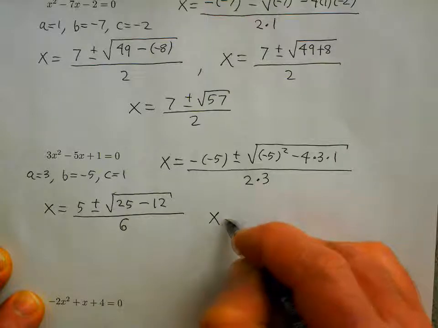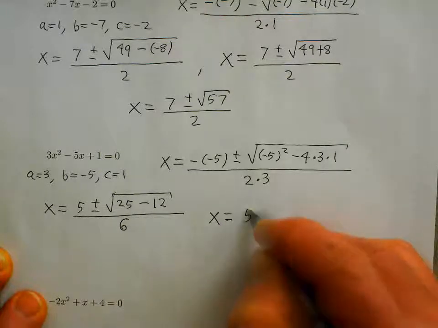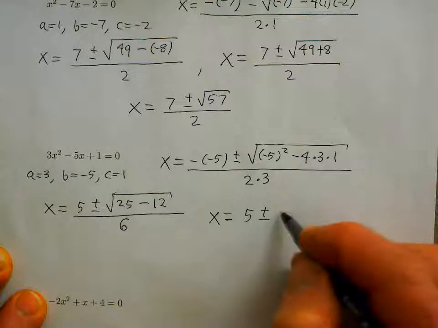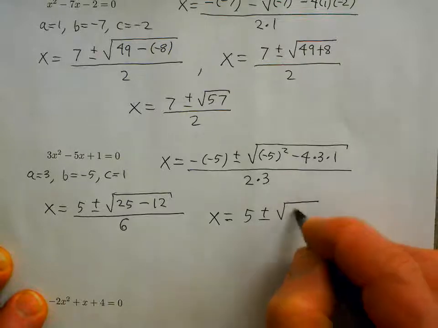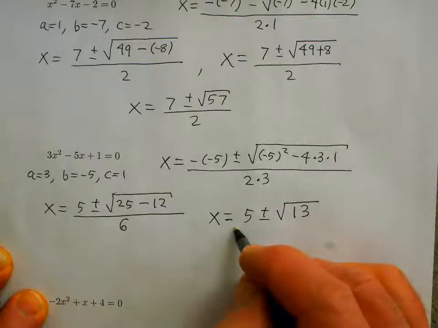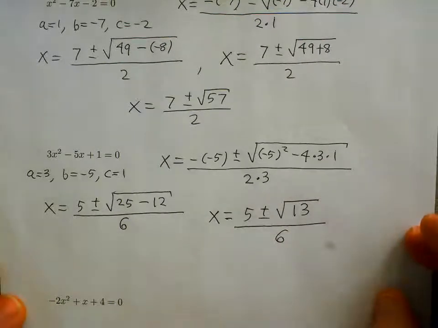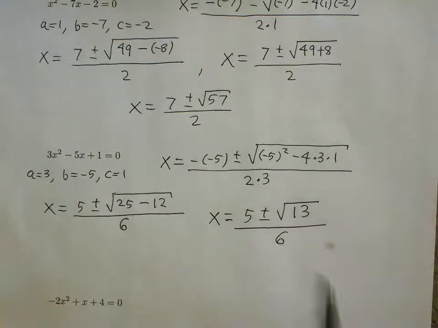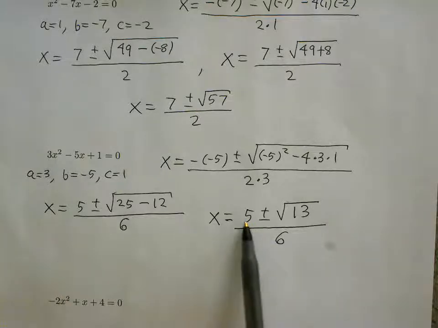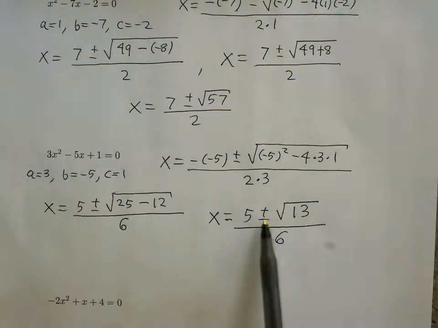And then the last step, x equals 5 plus and minus the square root of 13, all divided by 6. So you have to make sure that you divide 5 by 6 as well as the plus and minus square root of 13. Divide that by 6.